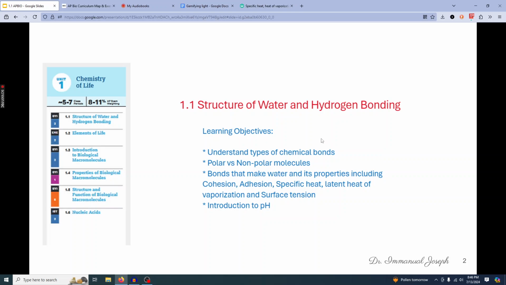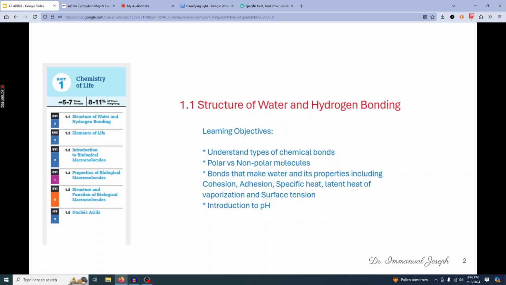And in Chapter 2, we will look at the different elements that make life: carbon, hydrogen, oxygen, nitrogen, and sulfur. And in the next 3 units, we will look at macromolecules, which are large molecules, and they are carbohydrates, lipids, proteins, and nucleic acids. We will look at how the structure determines function in these biological macromolecules. And finally, in the last chapter here, we will spotlight nucleic acids.